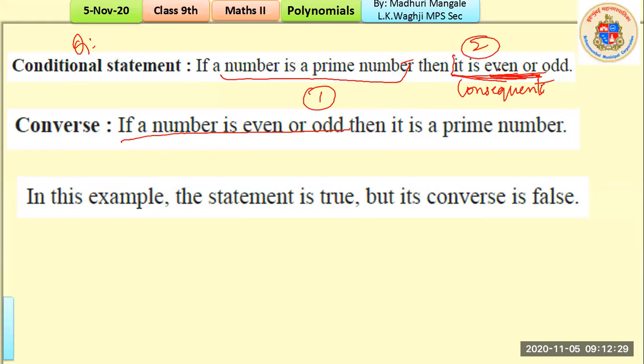So what is even or odd? We need to write something, so it's like a number. So if a number is even or odd, then what would happen? Then it is a prime number. Okay, but this is not necessarily true.